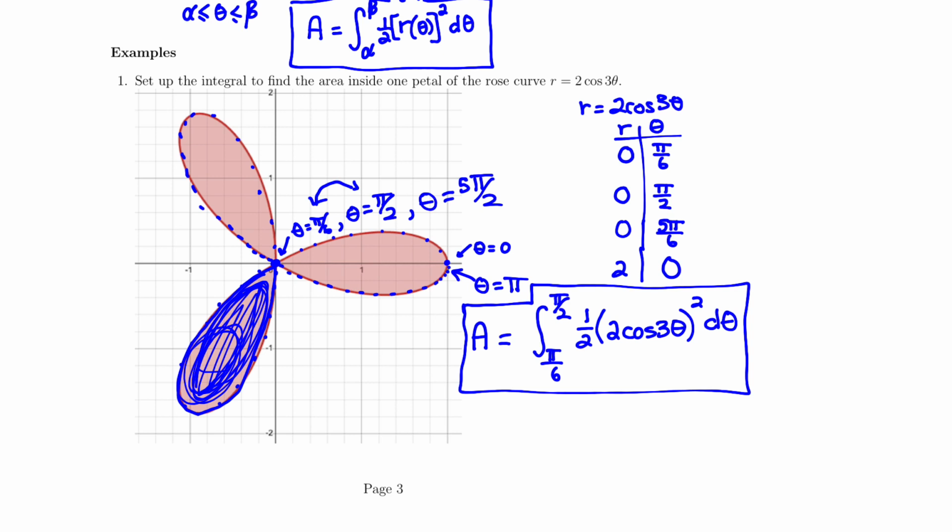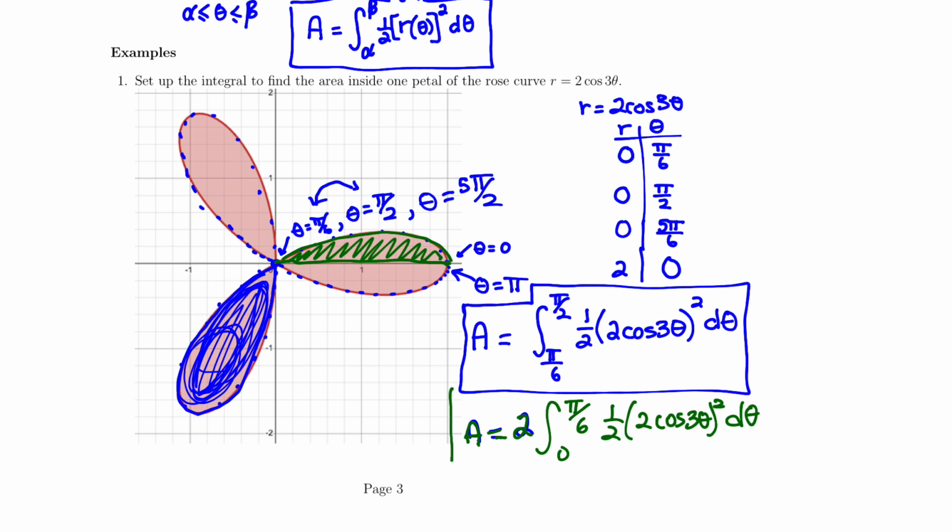Do you like 2, and then the upper half of the first one? Yeah, we could do 2. Let me put this one in green. We could go 2 times the integral from 0 to pi over 6. Absolutely. If we were going from 0 to pi over 6 and doubling it, it would give us 2 of those, and the 2 would cancel with the 1/2. Yes, it would. That would be a second way that we could find that area. Absolutely. Other thoughts?